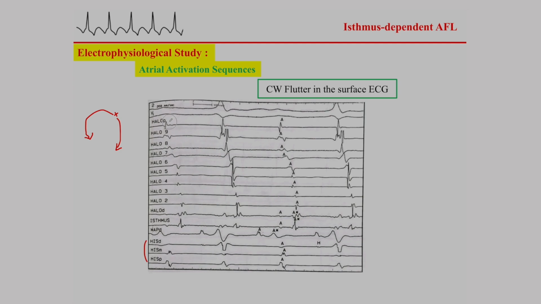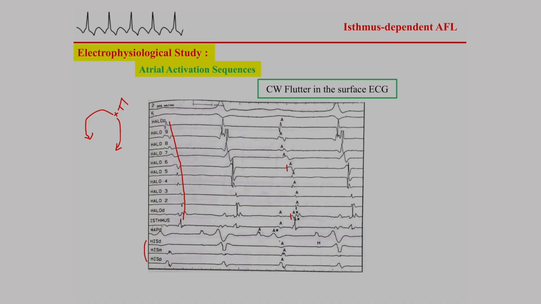And as you see, we have a proximal-distal activation, but the activation of the septum happens simultaneously with the proximal part of the halo. So we have an activation at the same time in a counterclockwise manner for the lateral wall, and in a clockwise manner in the septal wall. This feature suggests a focal activation here, with the wavefront running in two opposite directions.